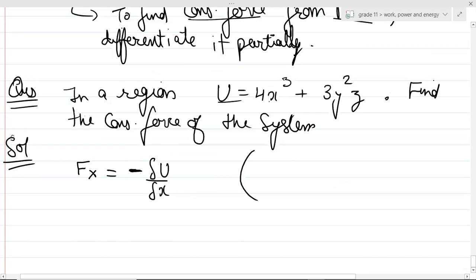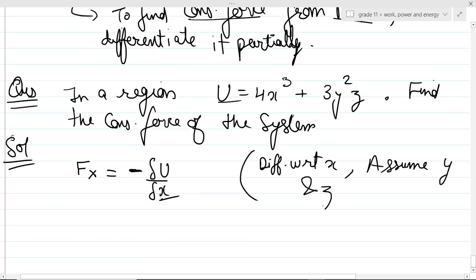In case of normal differentiation, when it was x, we took it as x and we differentiated with respect to x, right? Here we are differentiating with respect to x. So when differentiating with respect to x, assume y and z as constant. And this is how we do the partial differentiation.